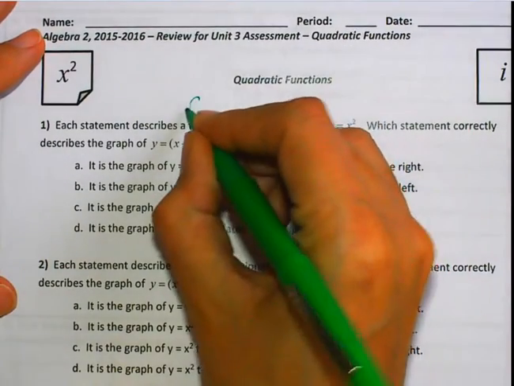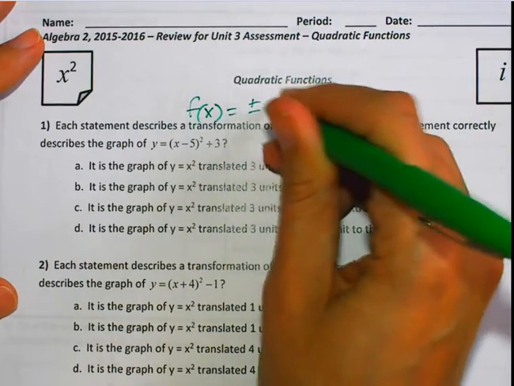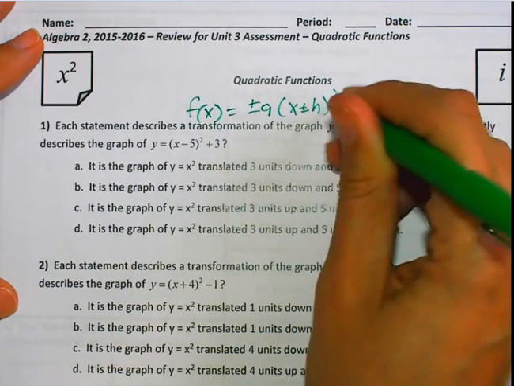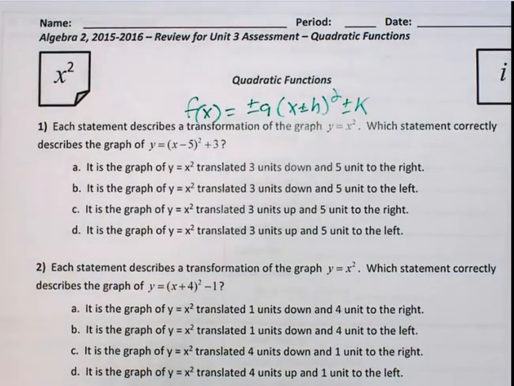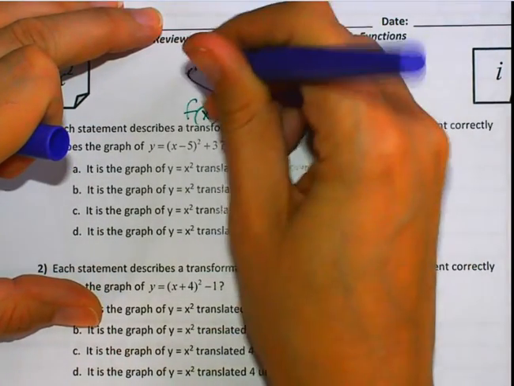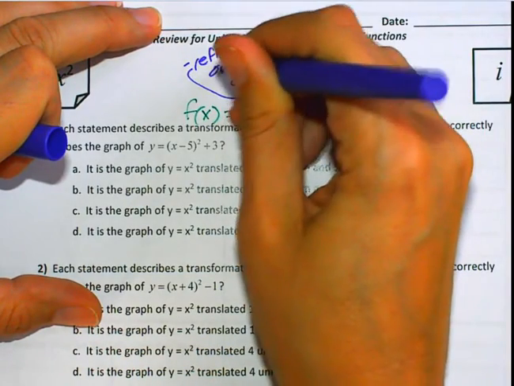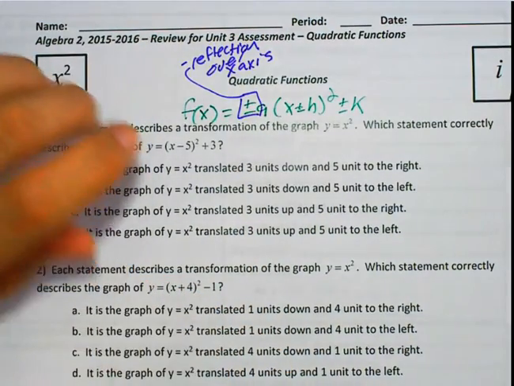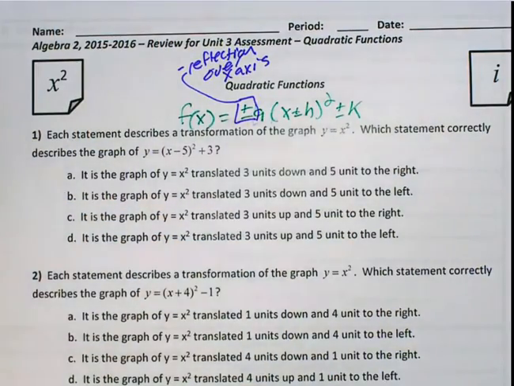So what you need to keep in mind here is that we have f of x equals plus or minus a times (x minus or plus h) quantity squared plus or minus k. You need to know what each of those things mean. So just briefly, we know that this piece right here is a reflection. When it's negative, it's a reflection over the x-axis. We know that our a is a vertical stretch or compression.